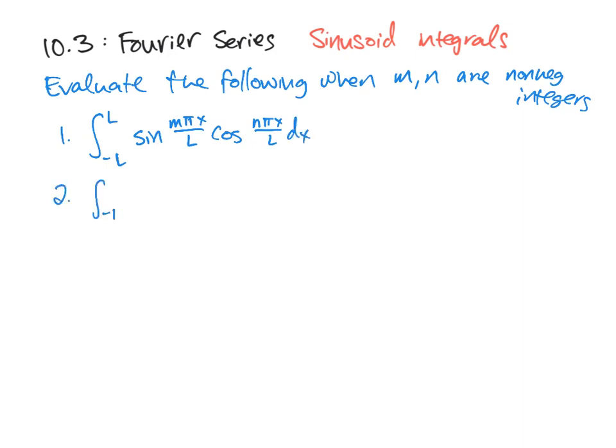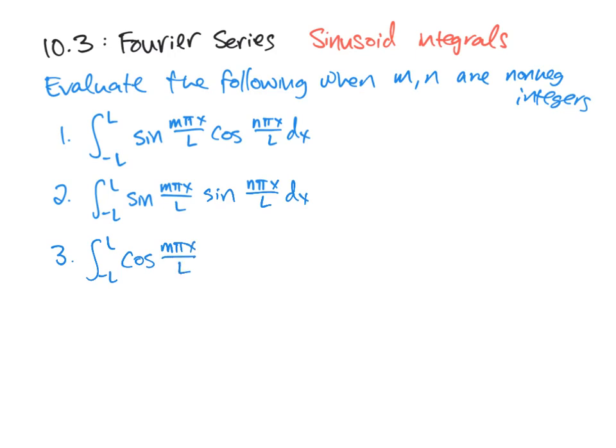Two is going to be the same thing, except both of them are going to be sines. Sine m pi x over L and sine n pi x over L dx. And our last one is the same thing, but both cosine. So cosine m pi x over L, cosine n pi x over L dx.